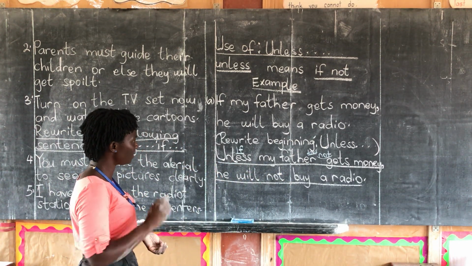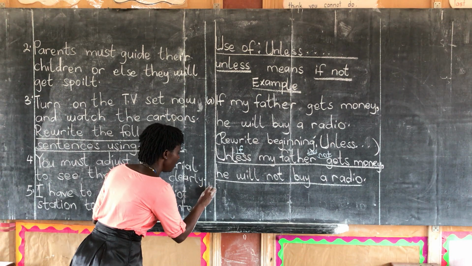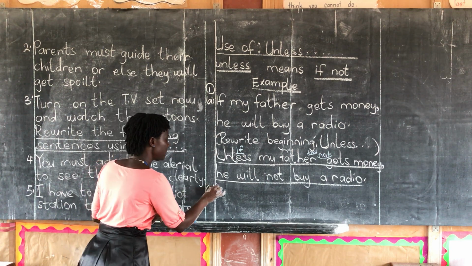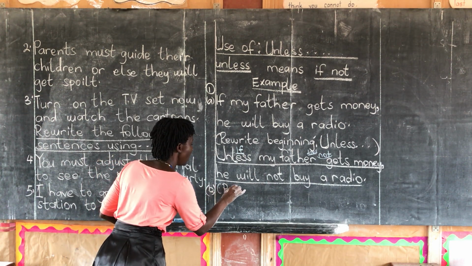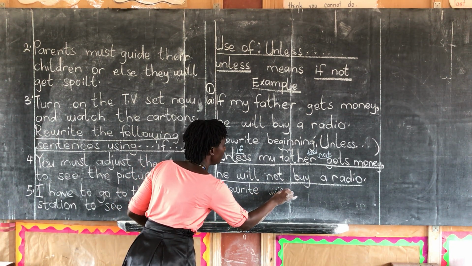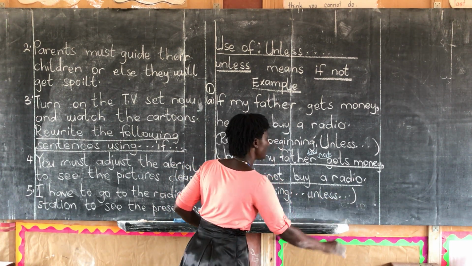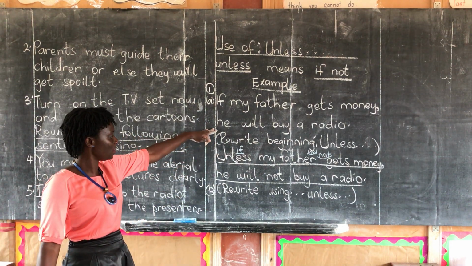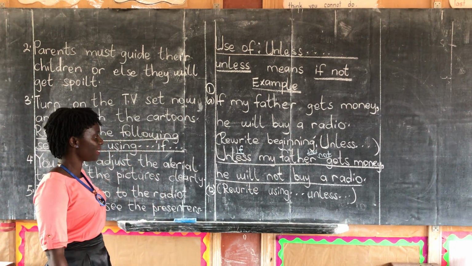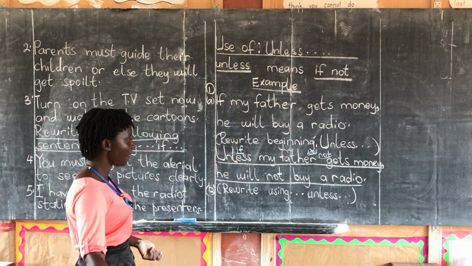But before we go to another example, what if the examiner now tells us in B, this is our example 1, to rewrite using unless? So in the first question, you use unless at the beginning. In the second question, they are asking you to use unless in the middle. What will our answer be, candidates?